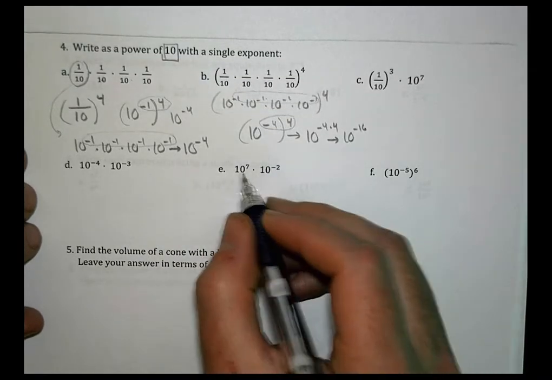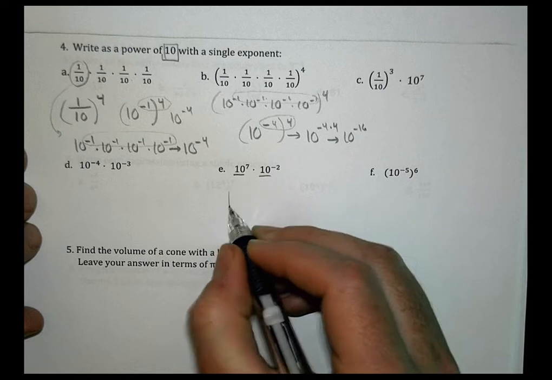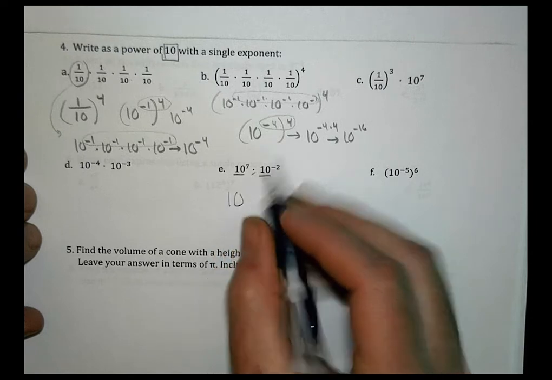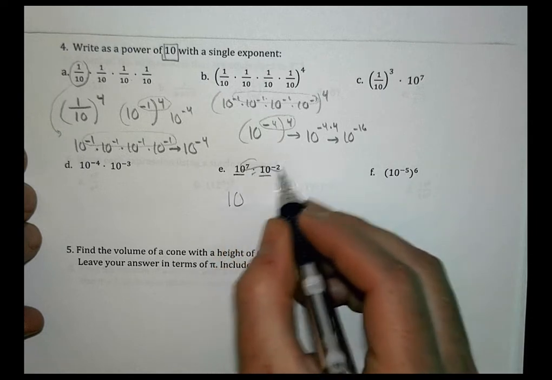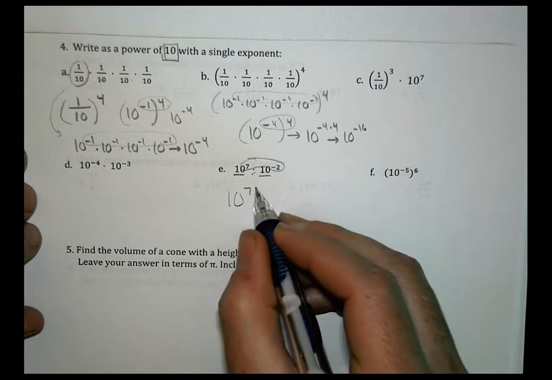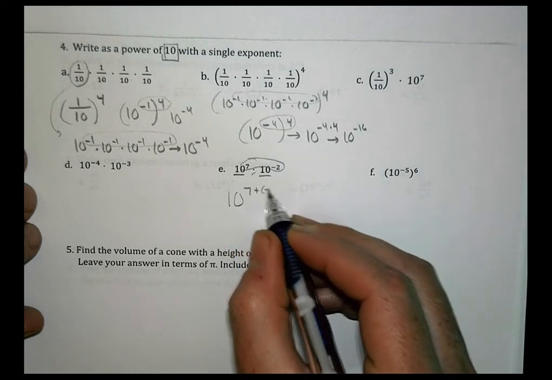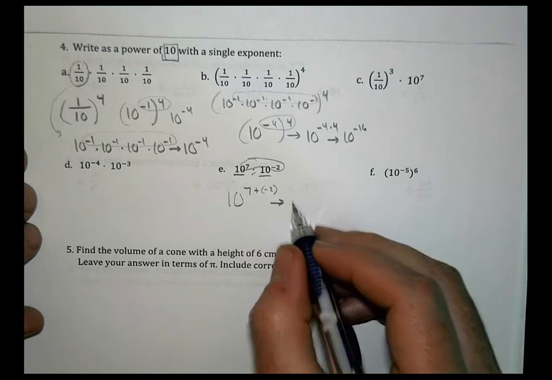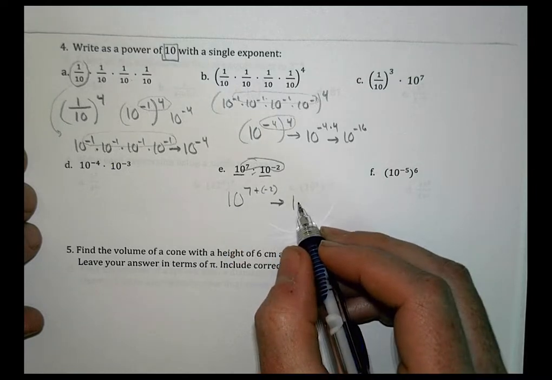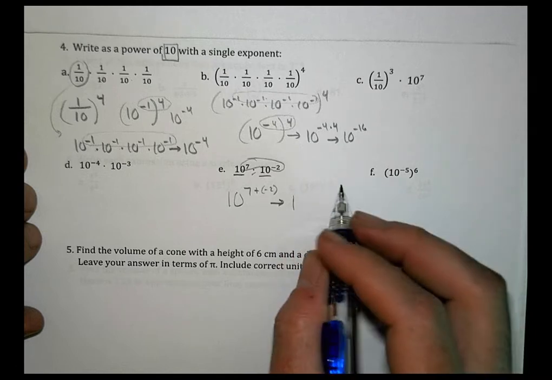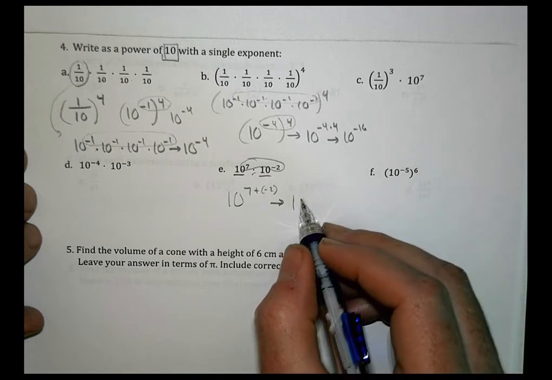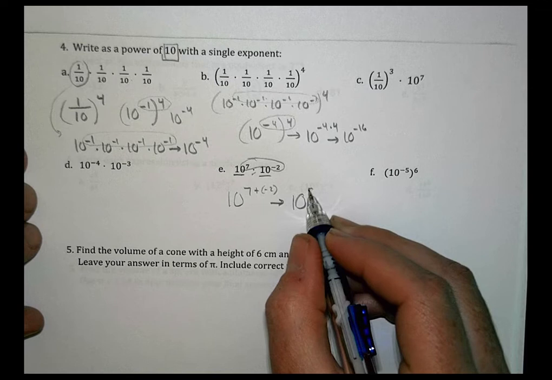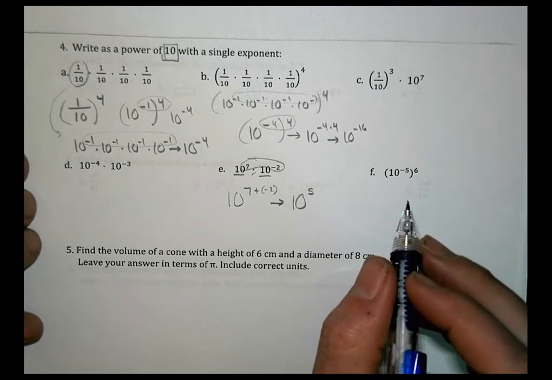So E, same bases, so keep the base the same. We're multiplying, so it means we're going to add those together. 7 plus a negative 2. Well, 7 plus a minus 2 is like 7 minus 2, and that simply becomes 5. And that's it with that one.